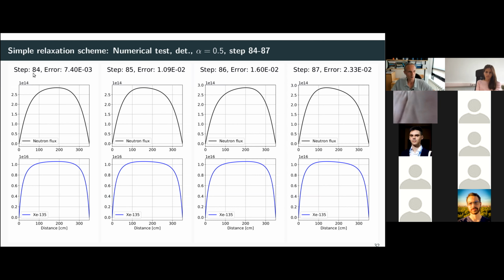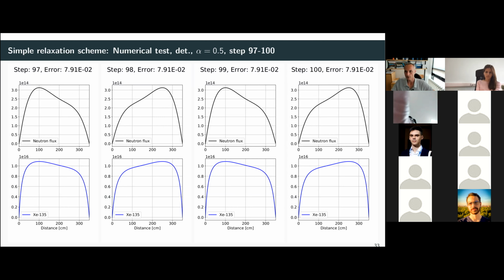Let's have a look at steps 97, 98, 99, and 100. And you can see now clearly that the solution is definitely oscillating, and the error grew to 8%. Now, how is this possible? The solution appeared to be convergent during quite many cycles, like until cycle 70 or so, and suddenly it diverges. What do you think?